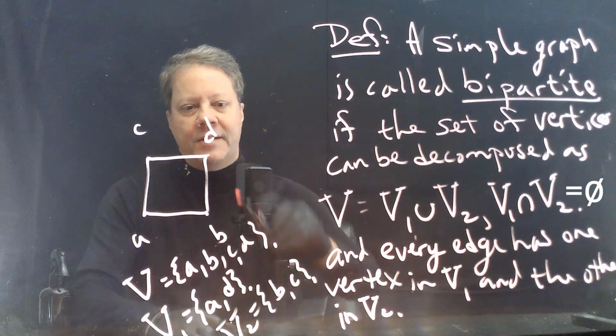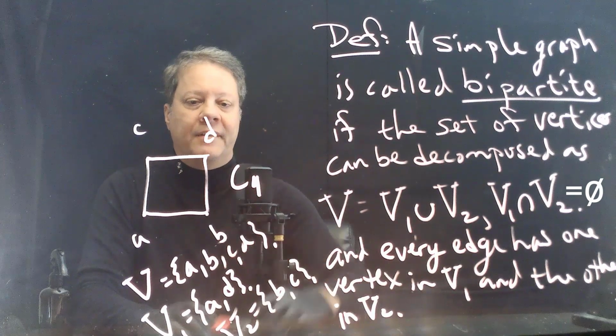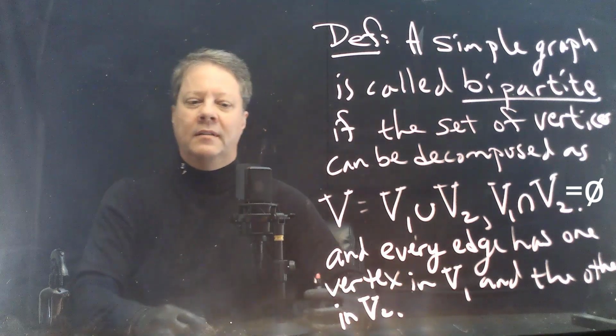So this is a cycle. This is like C4, and so all cycles with an even number of vertices will be bipartite. Let's look at C3.